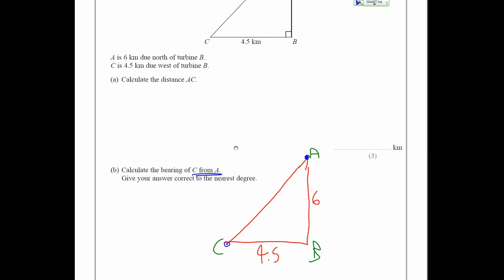Bearings, you always start from north and you go around this way. So the actual final answer we want is this whole angle here, C from A. But let's do this one step at a time. Let's first of all find this angle. Let's call this, if you already used Y, let's use X, we'll use Y. Okay, let's label up our triangle.